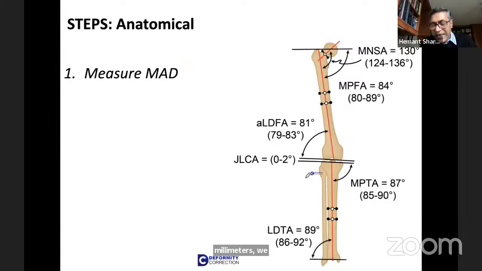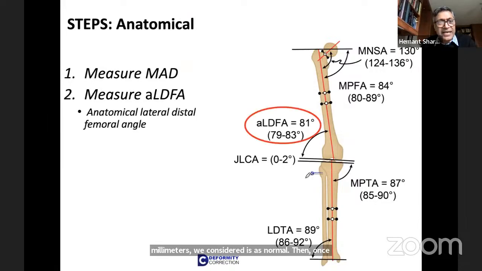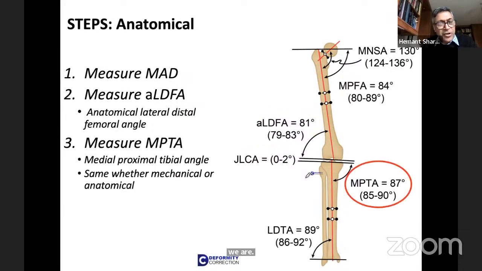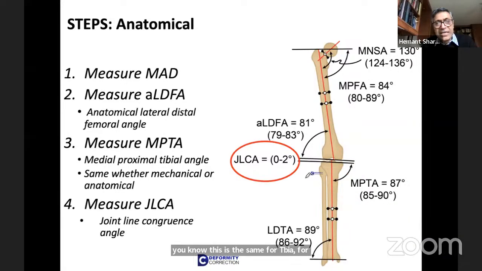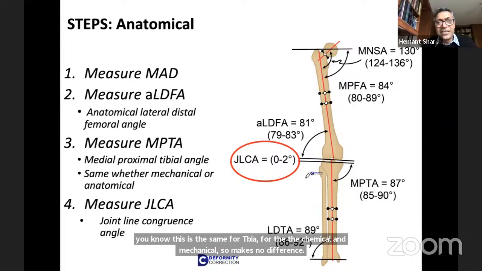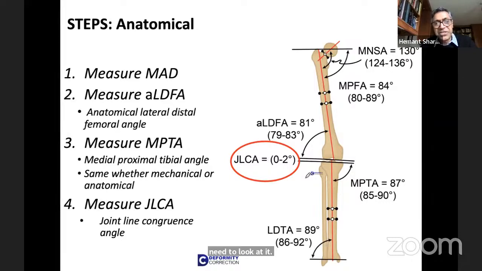Then, once you've done the mechanical axis deviation, identify the anatomical lateral distal femoral angle if you're doing anatomical axis, which in this case we are. So we'll only look for anatomical axis. We look at the medial proximal tibial angle. And again, this is the same for the tibia, for the anatomical and mechanical, so it makes no difference. We look at the joint congruence angle and the line. The reason we need to look at it is to see if there is any deformity in the joint because of previous intra-articular fractures, congenital deformities, or osteoarthritis. They all can cause intra-articular deformities.